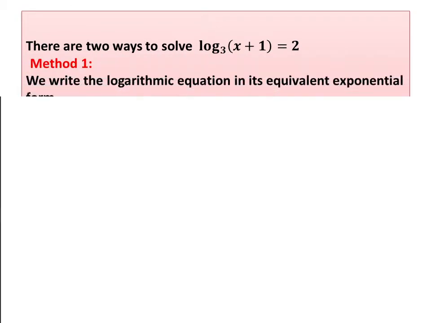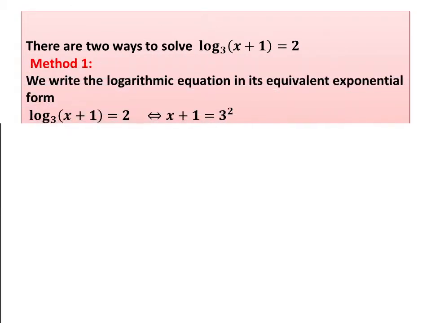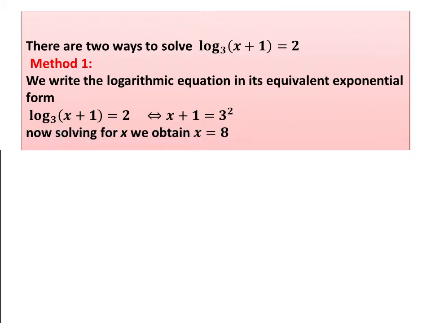Method 1: we write the logarithmic equation in its equivalent exponential form, meaning log(x + 1) to the base 3 equals 2. This is equivalent to saying x + 1 is equal to 3 squared. Now solving for x, we get that x is equal to 3 squared minus 1, which is 8.